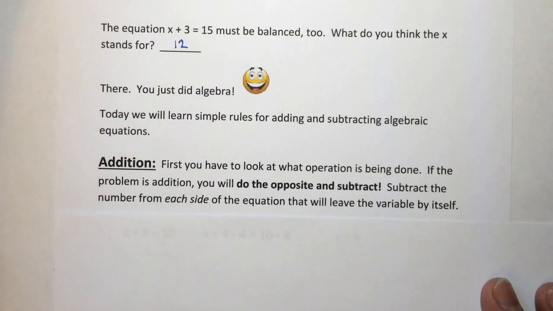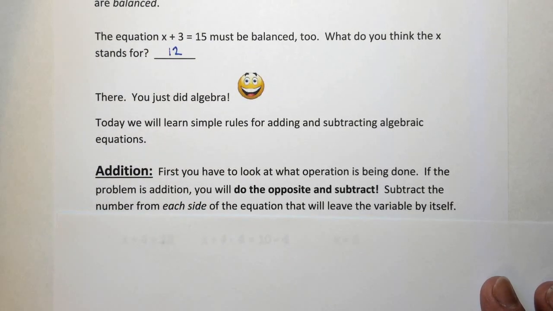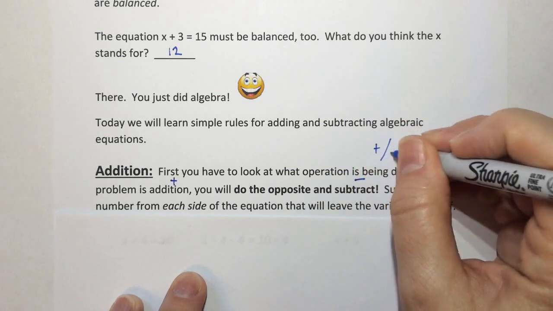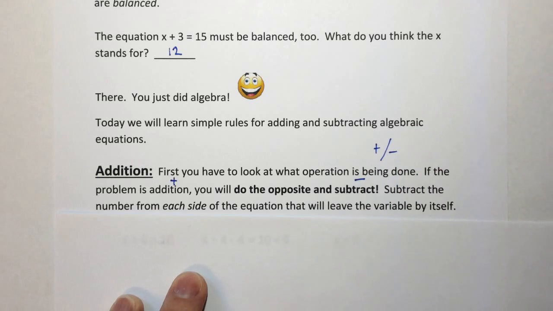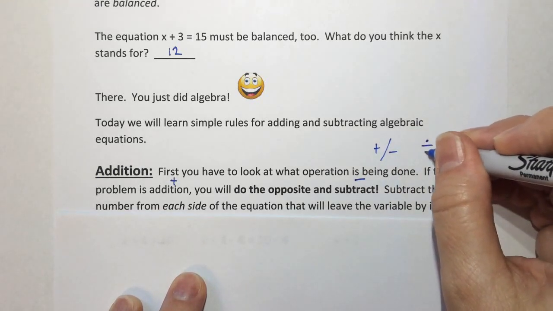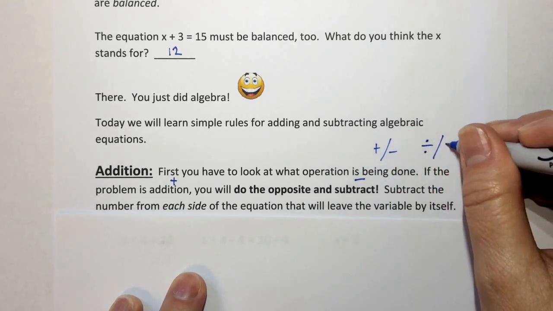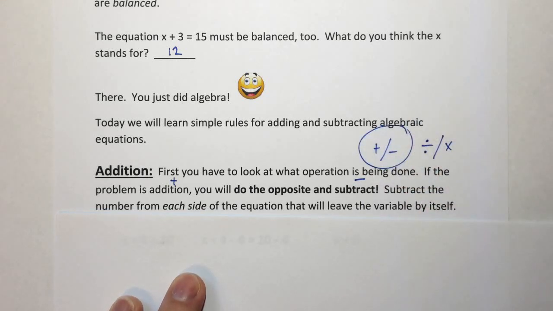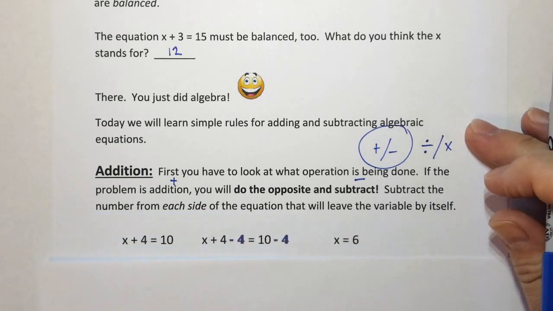So let's do addition first. First, you have to look at what operation is being done. If the problem is addition, if you see a plus sign, then you will do the opposite and subtract. Addition and subtraction are paired up together in algebra, and so are division and multiplication. So today we'll work on these. Subtract the number from each side of the equation that will leave the variable by itself.